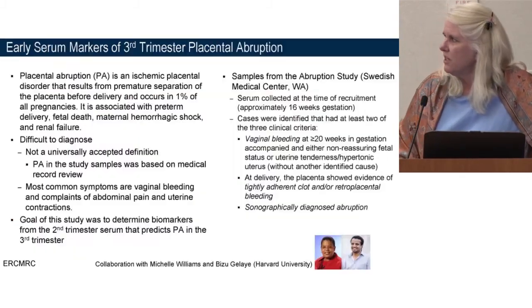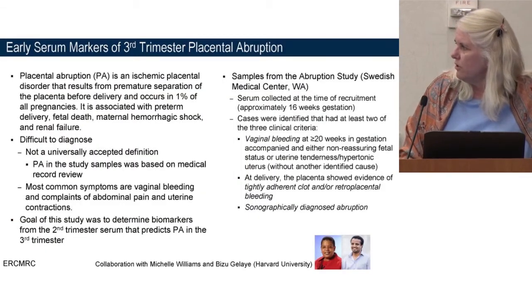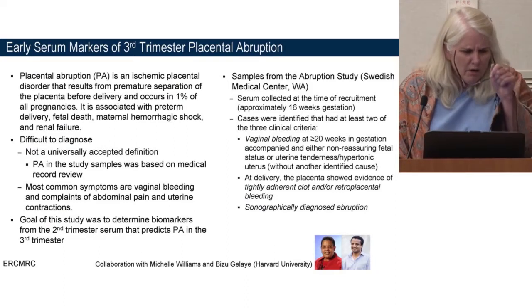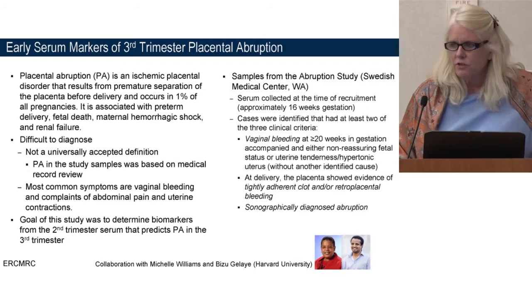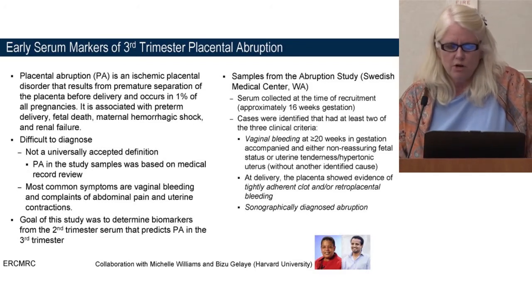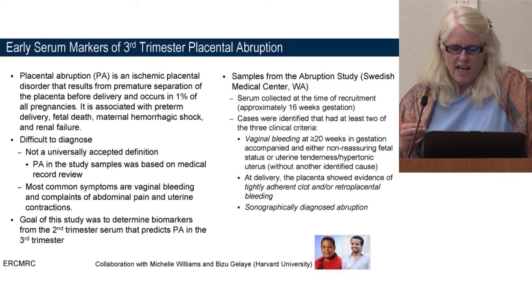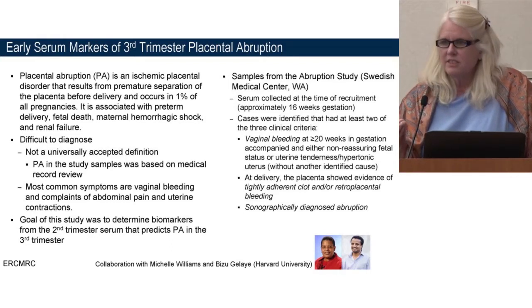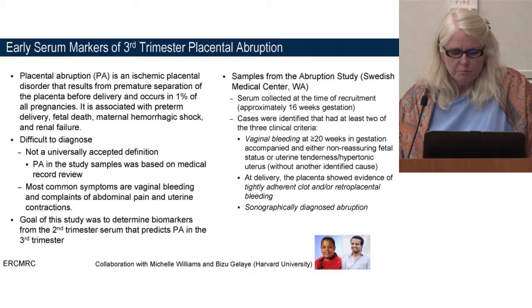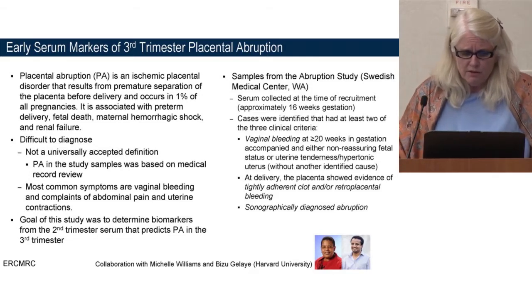So I'll show a study that I conducted with Michelle Williams and Bazu Galay of Harvard University, where we looked for early serum markers of third trimester placental abruption. Placental abruption is a disorder during pregnancy. It occurs in 1% of all pregnancies and involves a premature separation of the placenta before delivery. And it can be fatal to the mother and child. It's very difficult to diagnose.